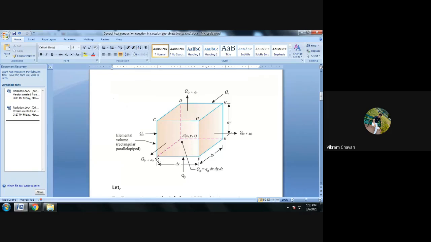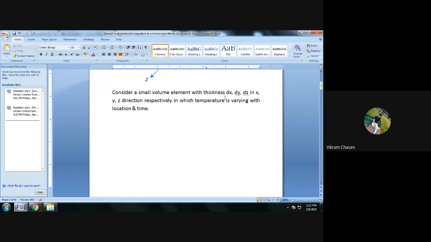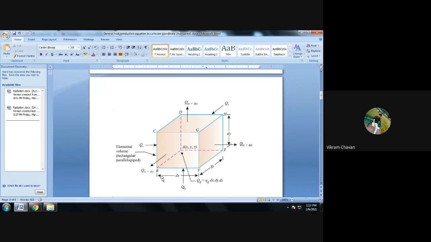Now, we have discussed that the thickness of a cube in x, y, z direction is dx, dy, dz. We will not consider the cube, we will consider the parallelepiped, because a cube has all sides of the same length, or the same thickness, so we can't consider the cube. We will consider a parallelepiped, which has different thickness in different directions.